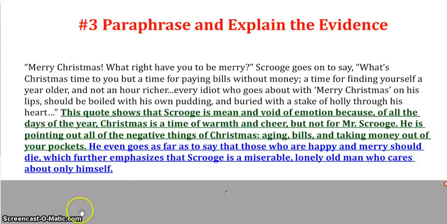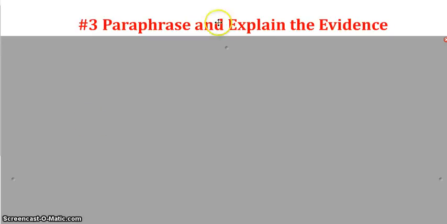And then in this blue part, it explains how it relates back to the claim. So in this part right here, he even goes as far as to say that those who aren't happy and merry should die, which further emphasizes that Scrooge is a miserable, lonely old man who cares only about himself. And that really ties home and brings it back up to the idea of what the narrator thinks about Scrooge. Let's take a look at one that wasn't quite as successful.